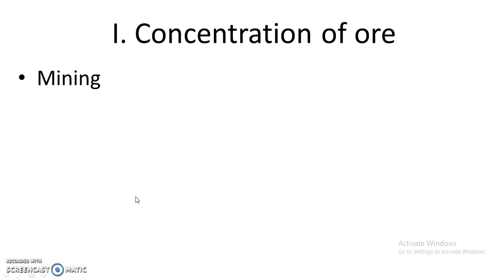Now when an ore occurs near the surface of earth, then it can be directly dug out from the surface of ore. Such a mining process is called open pit mining. And when an ore is taken out from the greater depth, then the mining is called deep mining. So two types are there: open pit mining and deep mining.